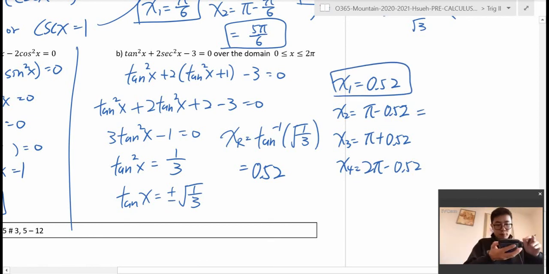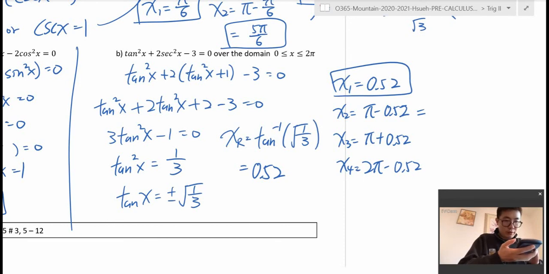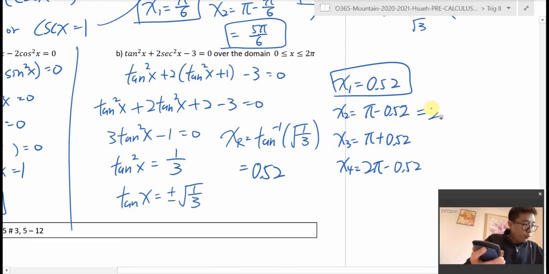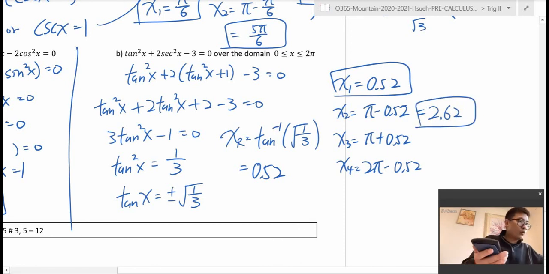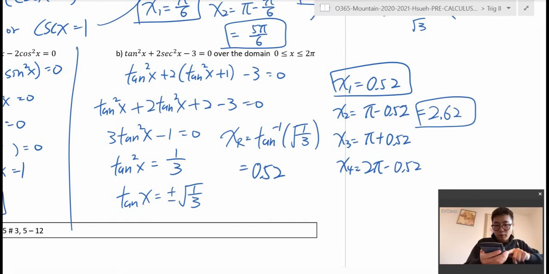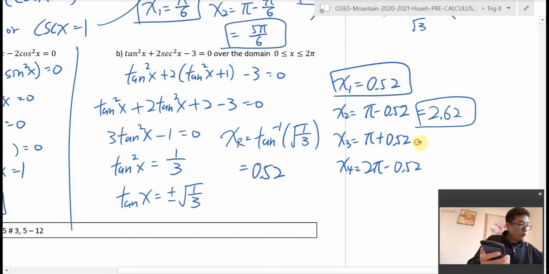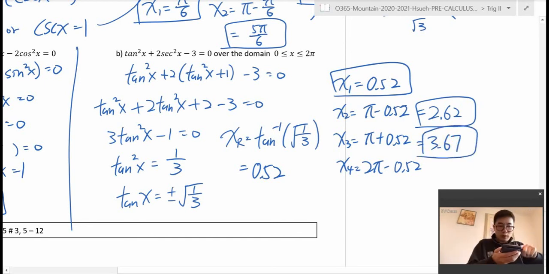Second one, put into calculator. So pi minus the answer, 2.62. Okay, round to 2 decimal places. Next, pi plus the answer. So we take pi plus the answer. This is 3.67.